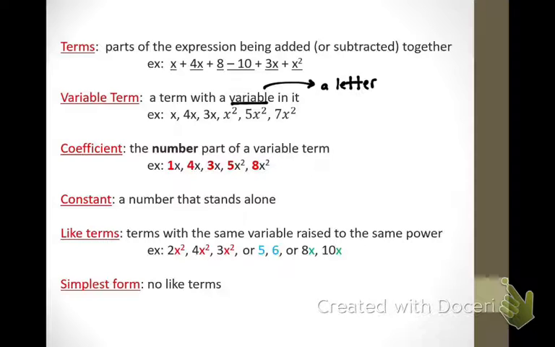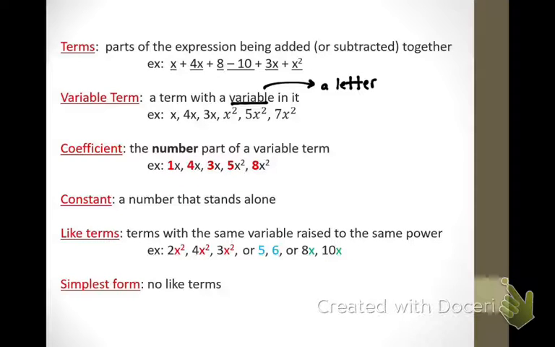The next one is a new word you maybe have never heard before. Repeat after me, coefficient. Guys, read to me what the coefficient definition says. The number part of the variable term. So this first one that you see here says 1x. What's the number in 1x, class? 1. So that would be the coefficient. Let's look at this right here, 5x squared. What's the number in 5x squared? 5. So that would be the coefficient. Let's look at this one. What's the number in 4x? 4. So that would be your coefficient.